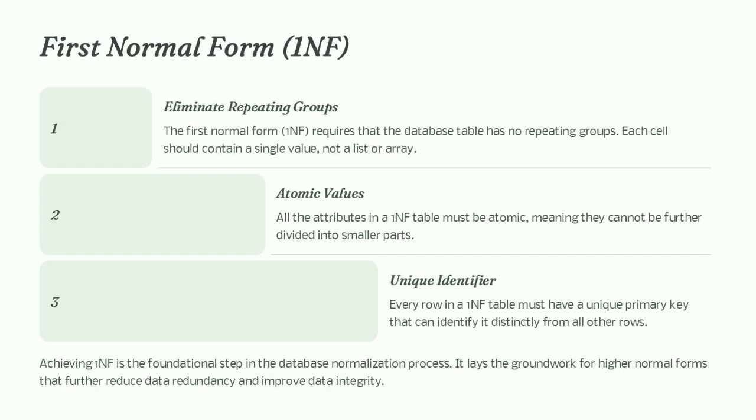Every row must have a unique primary key to identify it distinctly from all other rows. Achieving 1NF lays the groundwork for higher normal forms that reduce data redundancy and improve data integrity.